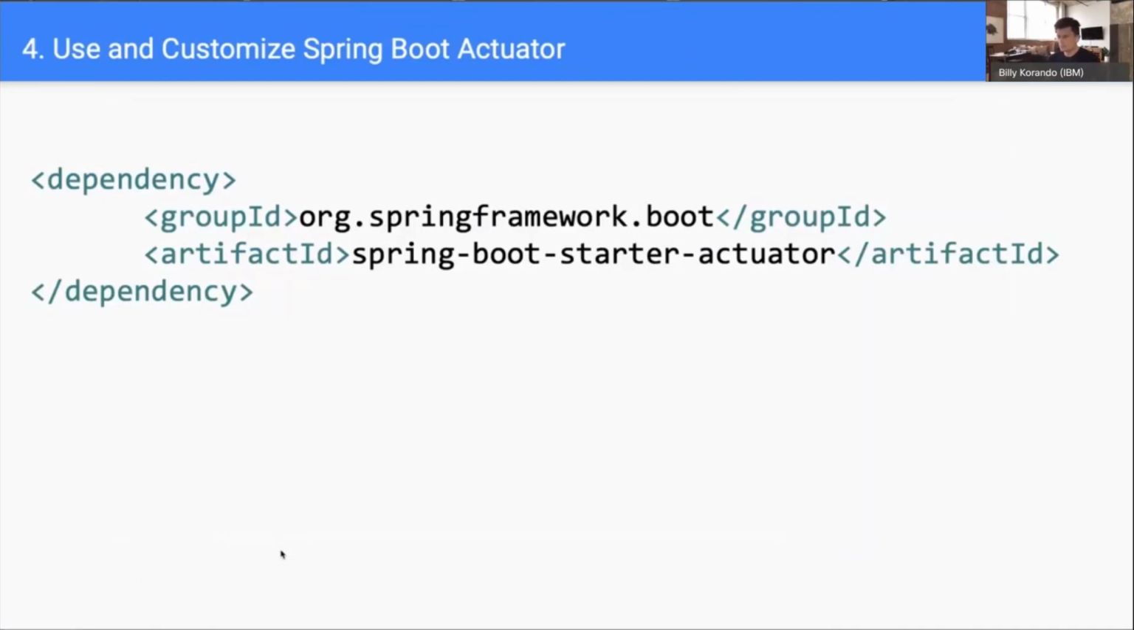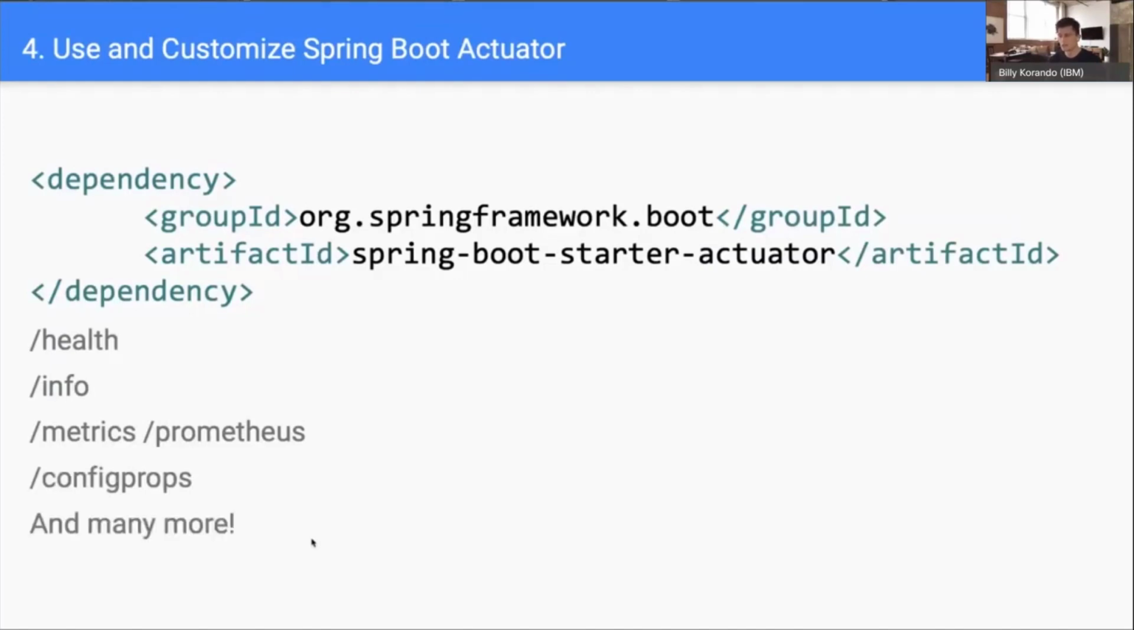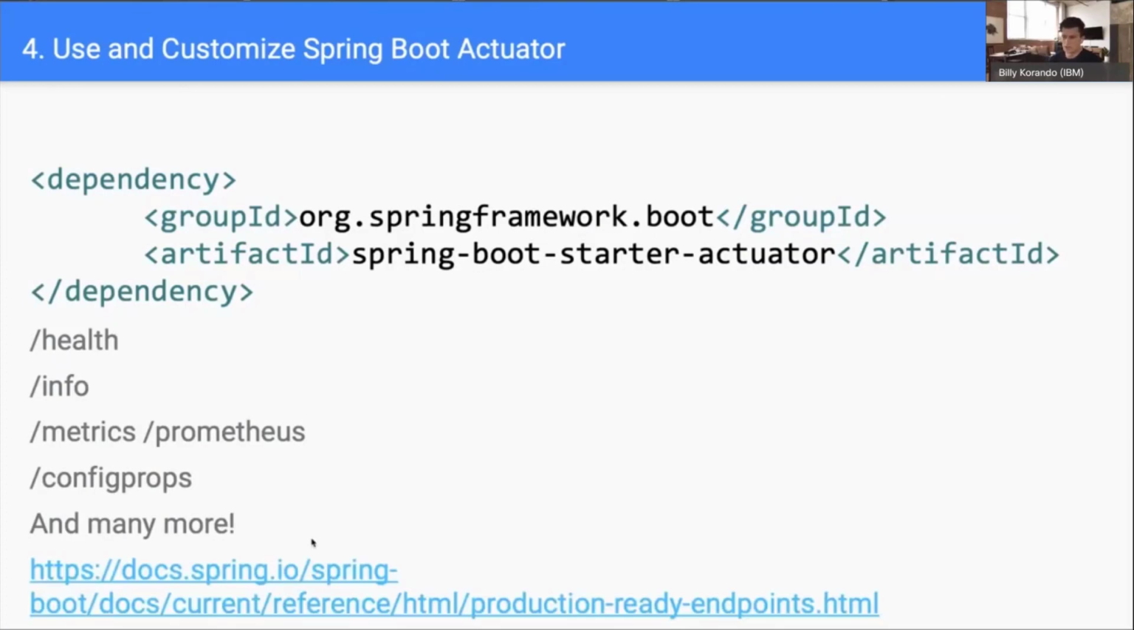From there, another thing where you can just drop in a dependency and get a lot of the benefit is to use and customize the Spring Boot Actuator. This is another good way to get metrics and observability out of your application. By default, Spring Boot Actuator offers the health endpoint and the info endpoint. There's also now metrics, and it can also send out information to Prometheus, like configuration properties. And there's a whole lot more. You can check out here to see all the different endpoints that they have available.